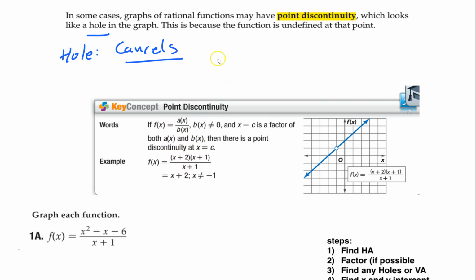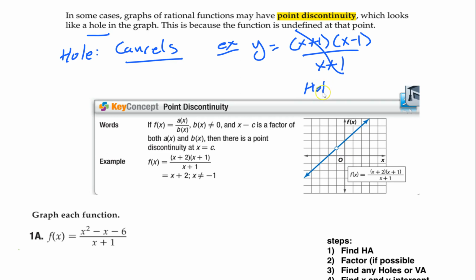So a good example, it's probably best to see by example. Let's do something like this, kind of like they do right here. So in this case, let's say I give you this graph here. Before you do anything else, you're like, these cancel. So that means you have a hole in your graph.